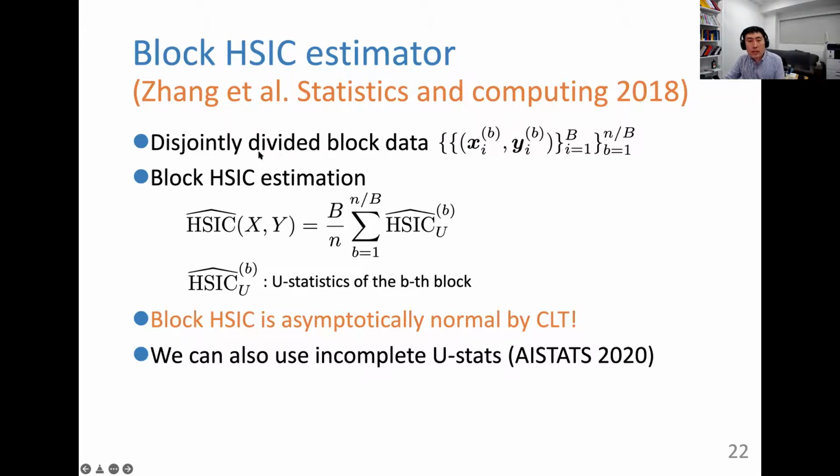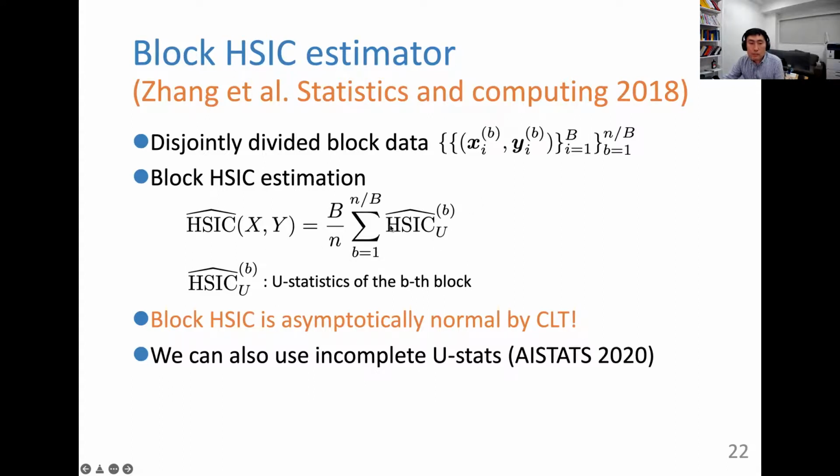Basically, we disjointly divide the data into blocks. We originally have n samples. Then we simply divide them into n over b blocks, disjointly. And b is a hyperparameter. B could be 10, or 5, or 20. This is a user choice. The important thing is that we divide disjointly, and then we have n over b blocks. Each block has b samples. Then the block HSIC estimation can be written this way.